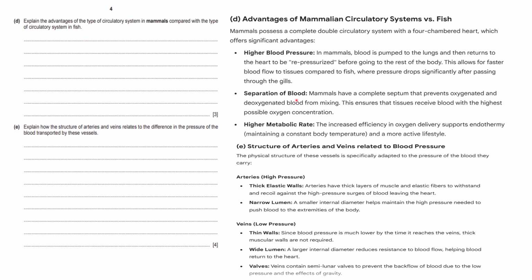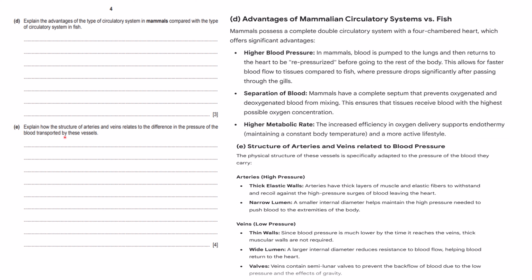Number 2, separation of blood. Mammals have a complete septum that prevents oxygenated and deoxygenated blood from mixing. This ensures that tissues receive blood with the highest possible oxygen concentration. Number 3, higher metabolic rate. The increased efficiency in oxygen delivery supports endothermy, maintaining a constant body temperature and a more active lifestyle.